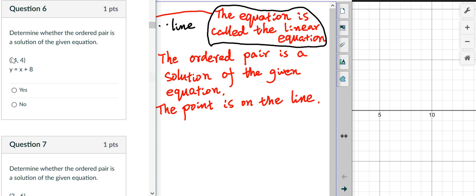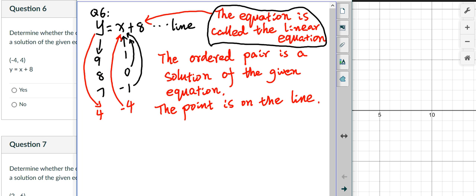When you plug this pair of numbers into the equation, if it makes the equation true, then this ordered pair will be called a solution of this equation. Look here. If we plug in the first one, negative 4 is x. Always remember. So when you plug in negative 4 here, negative 4 plus 8, you do get the value y is 4. So in this case, the ordered pair (-4, 4), you want to make this choice, is a solution of this equation.